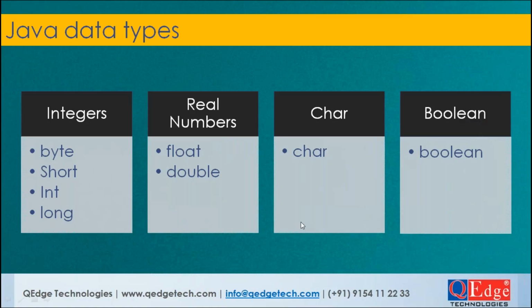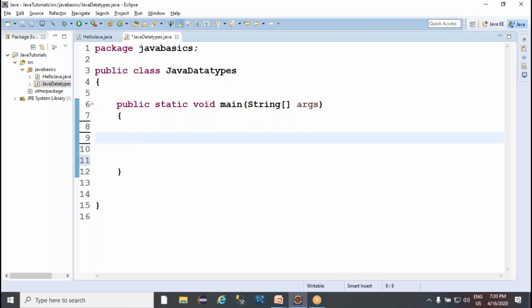Now, in the second category, real numbers, mostly we go with double. In the char category, we have only one, char. Here we have only one, that is boolean. Right. This is what I discussed yesterday.